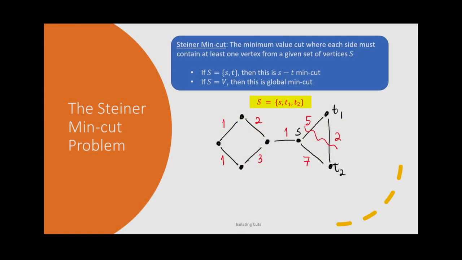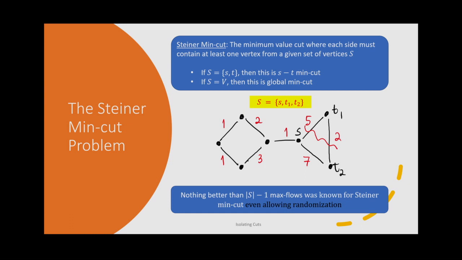I give you a graph, I give you an arbitrary set of vertices, let me call that S. I want you to find the minimum cut that has at least one vertex of S on both sides of the cut. Okay. So that's Steiner min-cut. So in this particular example, if S is defined by these three vertices S, T1 and T2, then the Steiner min-cut is the degree cut for T1. Note that that's not the global min-cut. The global min-cut is the edge in the middle.